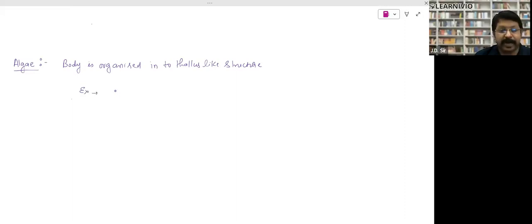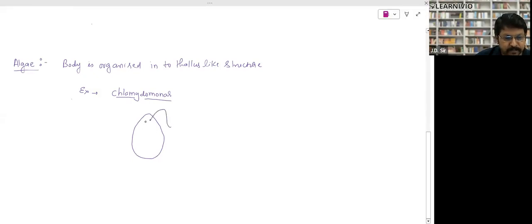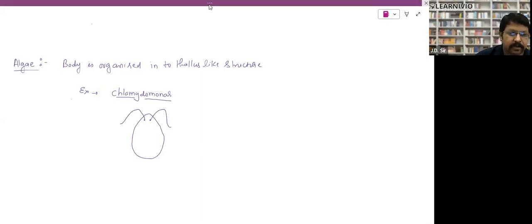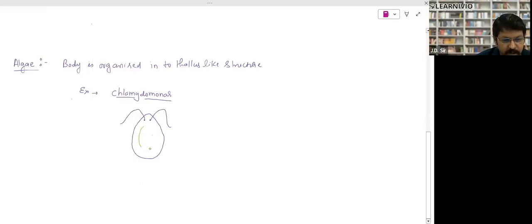For the sake of example, there is an example of algae, and the name of that algae is Chlamydomonas, right? So this is a Chlamydomonas algae. It looks something like an insect. It has two flagella. Nothing is like a plant-like structure, and it has a chloroplast.